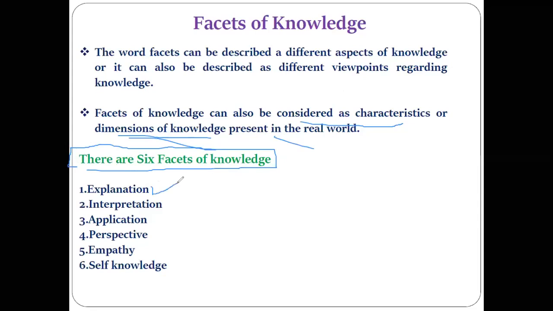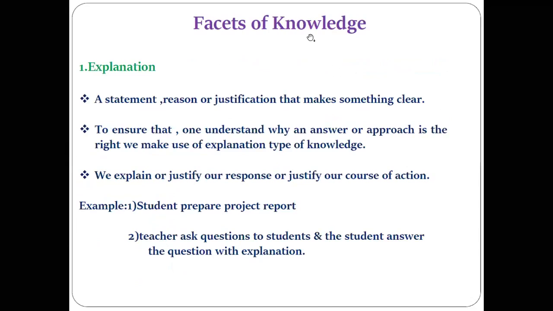Now in that we have 6 types. One is explanation knowledge, then interpretation knowledge, then application knowledge, perspective knowledge, empathy knowledge, and self knowledge. These are the 6 important kinds or categories of knowledge present in the real world. There are more than these also, but for our understanding we are considering these, related with our topic. Now let's discuss one by one what exactly these are.